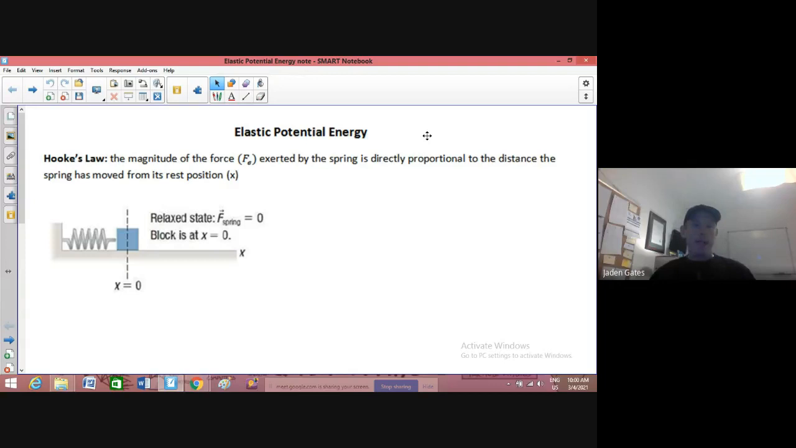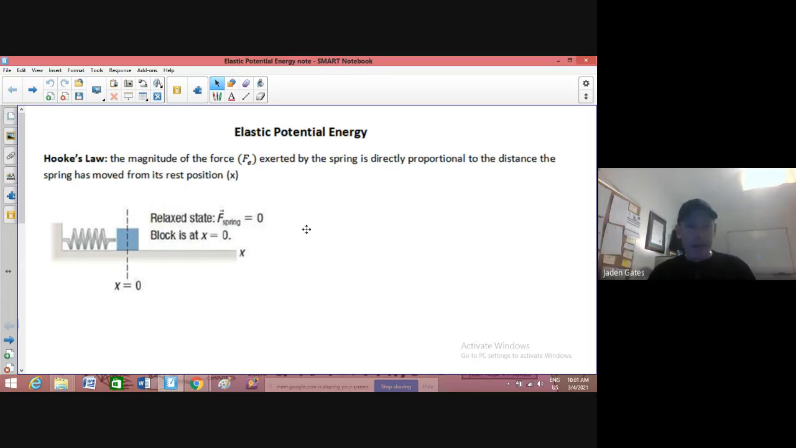All right, so as I was saying, we're going to look at elastic potential energy, which is the energy stored by a spring. The first thing we have here is Hooke's law, which says the magnitude of the elastic force, Fe, exerted by the spring is directly proportional to the distance the spring has moved from its rest position. If you've ever dealt with a spring, you know that if you pull it back farther, it pulls back on you farther, or if you push it in farther, it pushes back on you further.